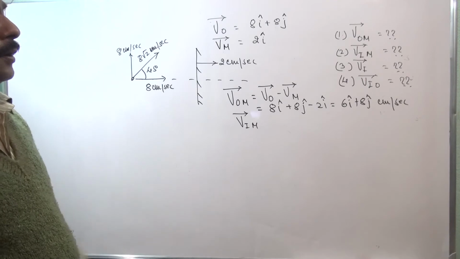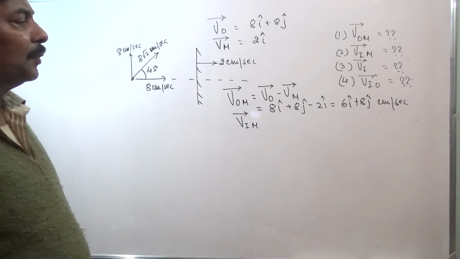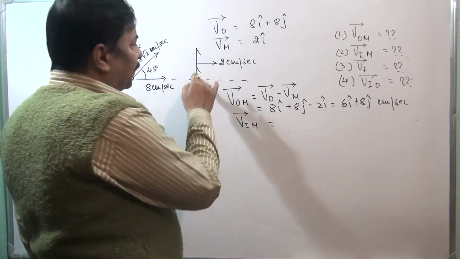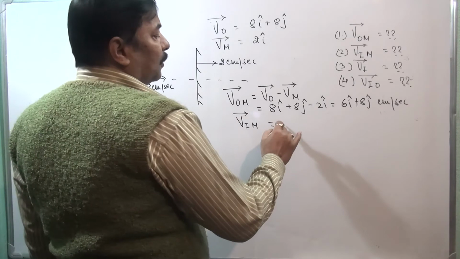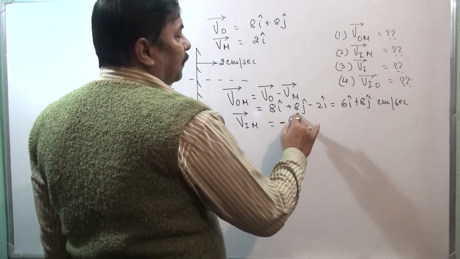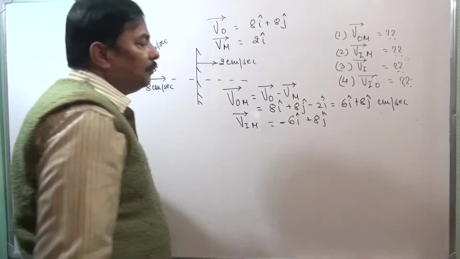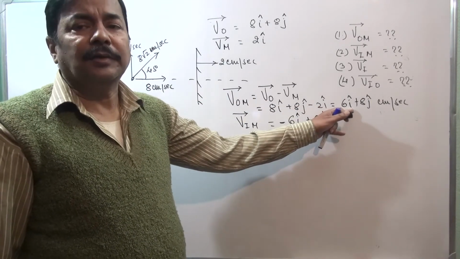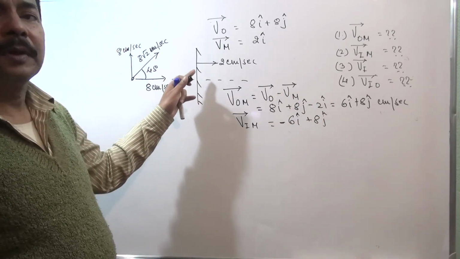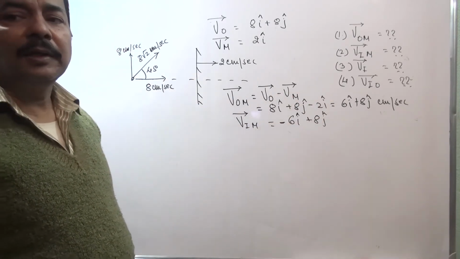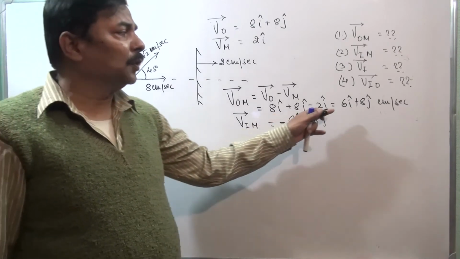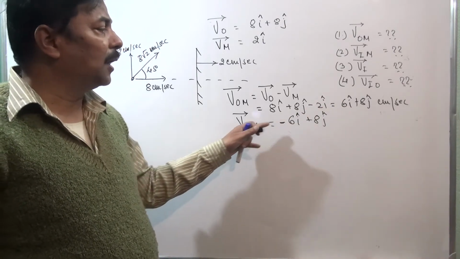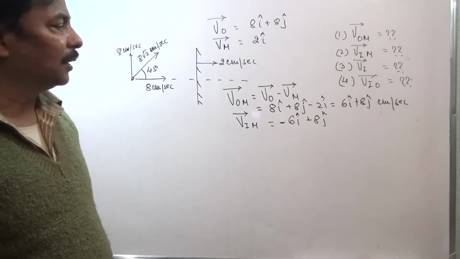So if it needs to be changed, then we will write it directly as this component, perpendicular to the plane of mirror. So this component will become minus 6i plus 8j. This is why I have just reversed the sign of the x component, which is perpendicular to the plane of mirror. As I told you in the discussion of theory, that perpendicular component needs to be reversed. So in the velocity of image with respect to mirror, the perpendicular component has been reversed.